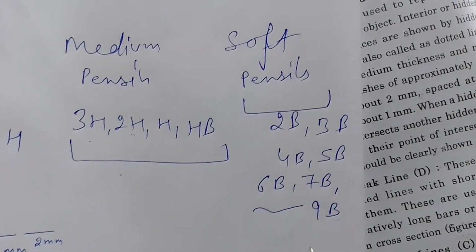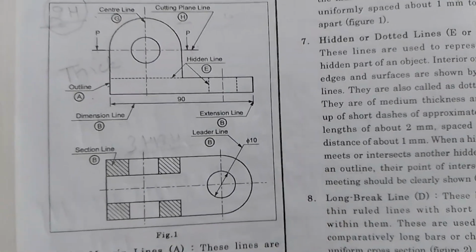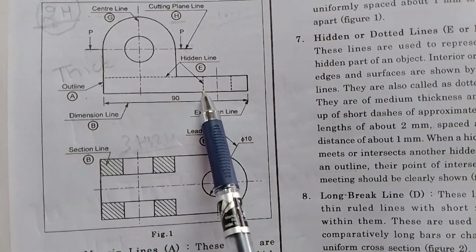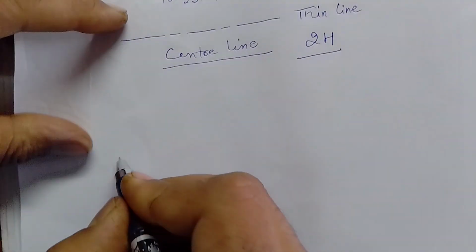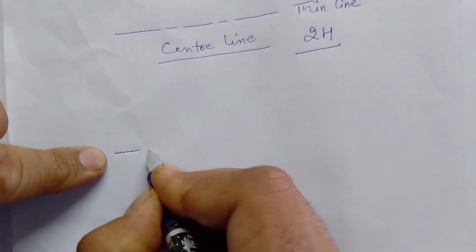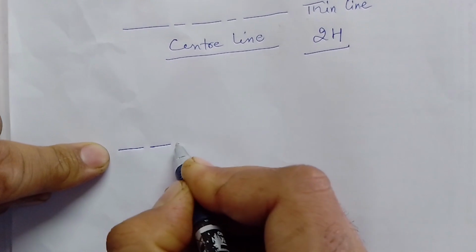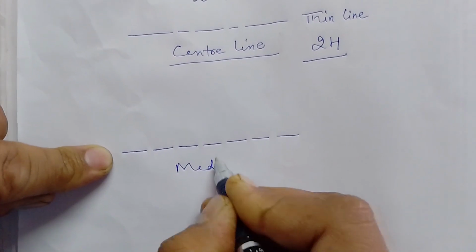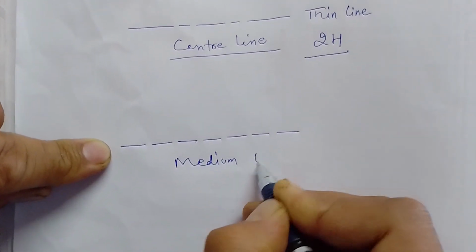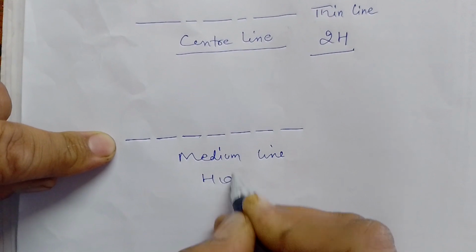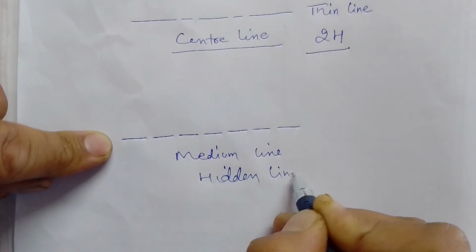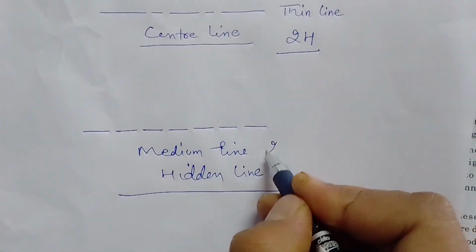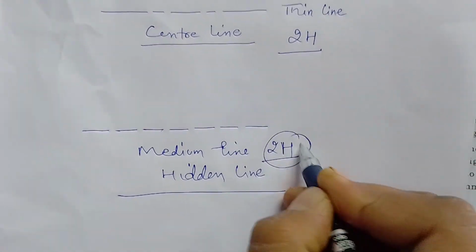I already told you. So these are other types of line, the hidden lines. We draw hidden lines as a 3 mm line, a 1 mm gap, 3 mm, just like this. Hidden line is a medium line, drawn to show hidden surfaces. This line is drawn by a 2H pencil. This is a very important MCQ.